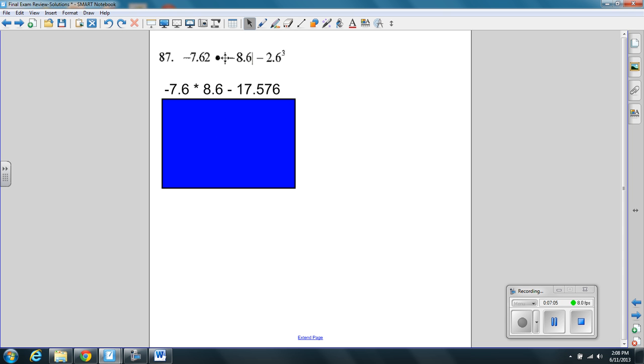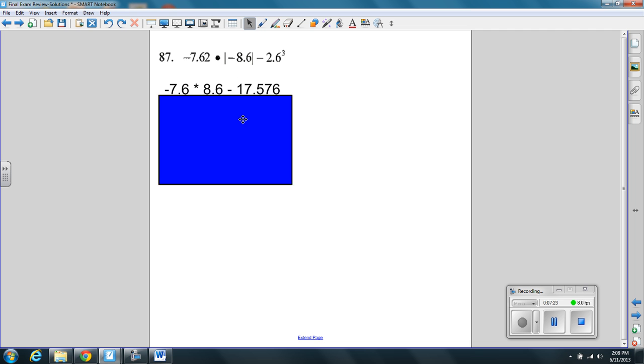We're going to evaluate the absolute value bars. Notice it became positive. And 2.6 to the third power means 2.6 times 2.6 times 2.6. And that gives us 17.576.